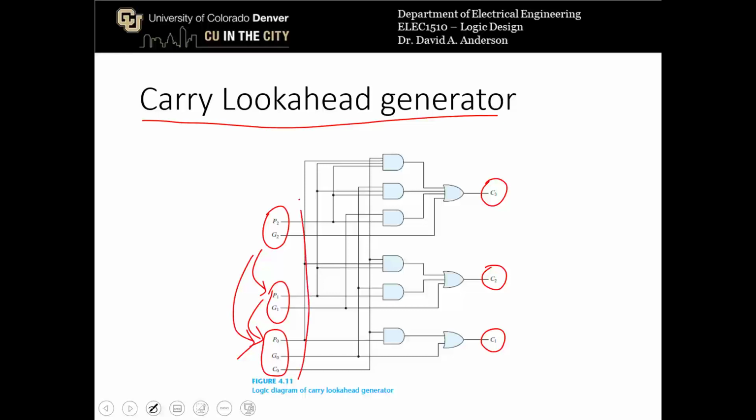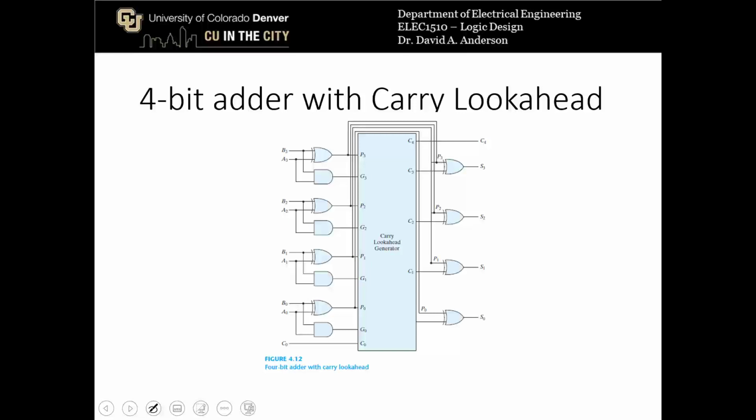All of this can be written just as a block of circuitry, and we can use this block of circuitry to construct a complete multi-bit adder circuit. And we see that here, a 4-bit adder with carry lookahead. This carry lookahead generator is the circuitry that we saw in the previous slide. It has inputs P sub 0, G sub 0, C sub 0, P sub 1, G sub 1, etc. Outputs the carries for each stage.